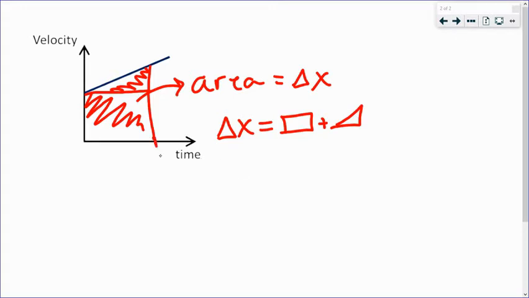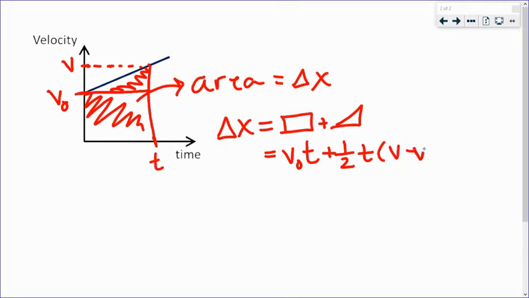Okay. If we're looking at a particular time t, this point is our initial velocity, which means the area of this rectangle is actually equal to the initial velocity multiplied by the time, width times height. The area of a triangle is 1/2 base times height. So we have 1/2. The base of this triangle is the time, and the height of the triangle is, let's draw a dotted line in here, the difference between the final velocity and the initial velocity. I'm going to write that like this, v minus v0.